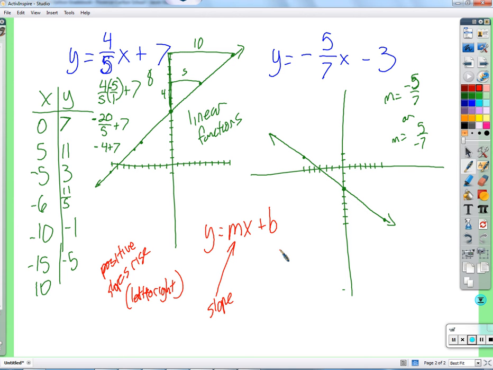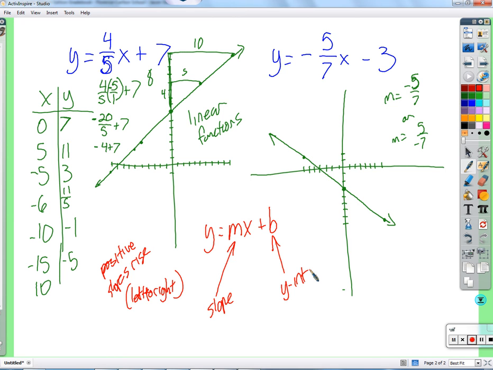Justin? What if you have, like, 2 for m? 2, then we could view that as 2 over 1. Right? And so we have rise of 2 over 1. Let's finish this up real quick and we'll look at that. This is what we call our y-intercept, which is almost obvious because we plug in 0 for x, and that's what we should get back out.